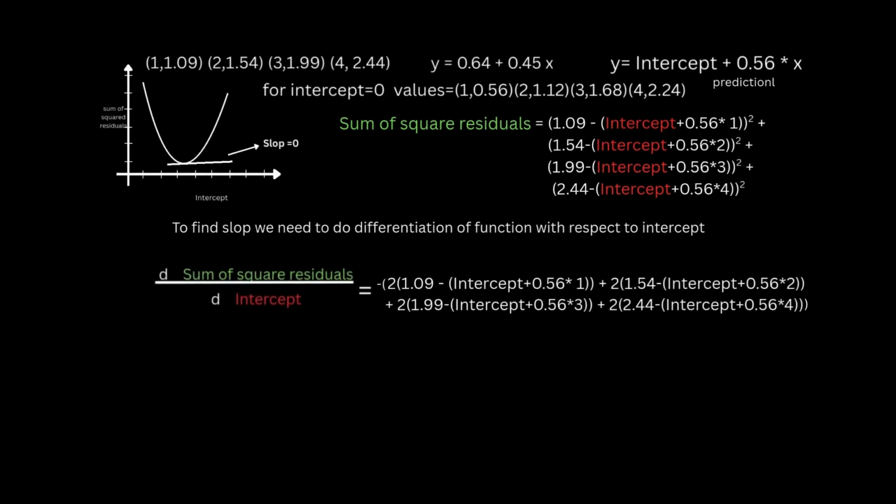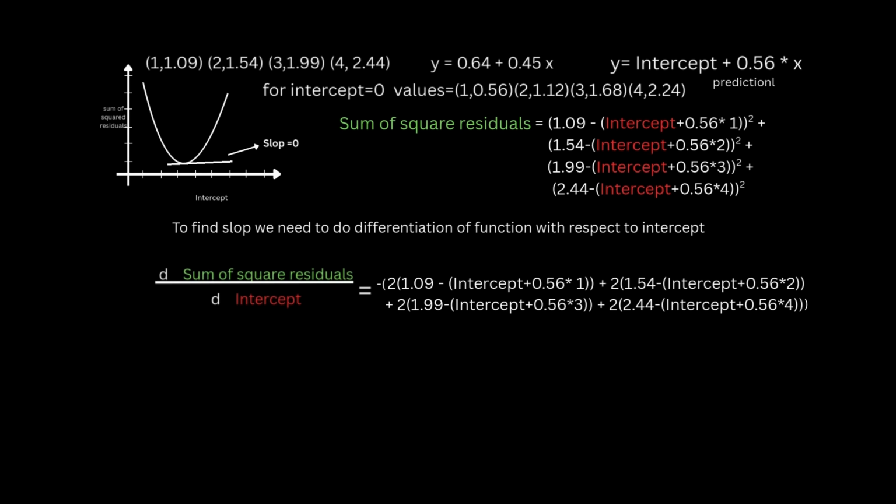So when we do that, we get differentiation. If we do differentiation with respect to the intercept, this is what we get: 2 into (1.09 minus intercept plus 0.56 into 1). So this is exactly what we did, right? We differentiate every term, and that will be the equivalent value to the differentiation of the sum of squared residuals with respect to the intercept.